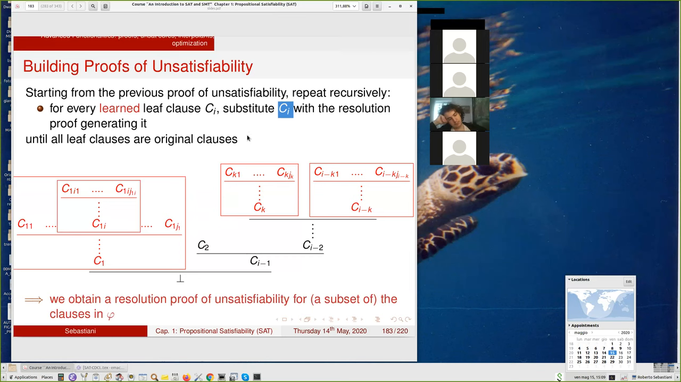You just have to keep track of the resolution steps you do during conflict analysis, which tells you, in some way, that modern SAT solvers can be seen, they were not considered as such, but they can be seen as a particular strategy applied to resolution, okay? Because you can think of a SAT solver as some tool which tries to build a resolution proof of unsatisfiability of a formula. And when it fails, it generates a truth assignment, a model satisfying it. Okay? Is this clear?